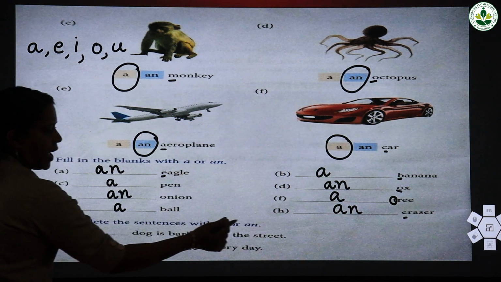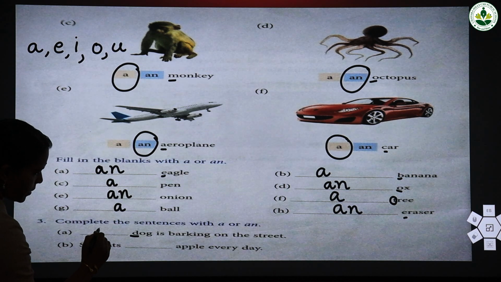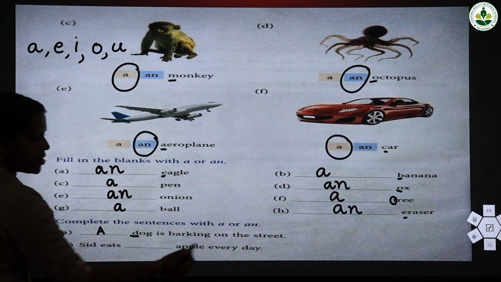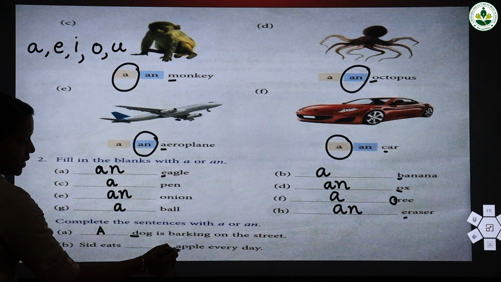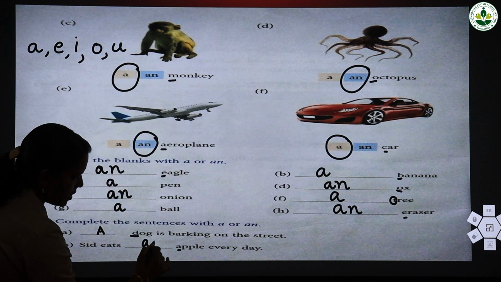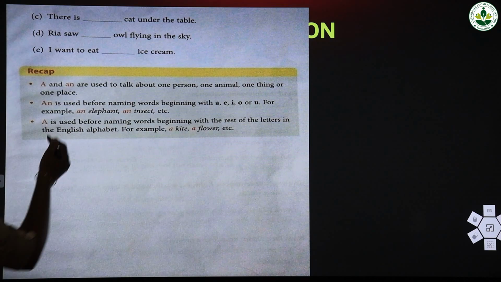Complete the sentences with a or an. Same thing. Dash dog is barking on the street. Dog. First letter. Is it a vowel? No. So, a dog is barking on the street. Look at the next one. Seth eats dash apple every day. First letter A. An apple or a apple? Yes. An apple. Why? A is a vowel sound. So, have you all written? Shall we go on to the next page? Okay, look at the next one.